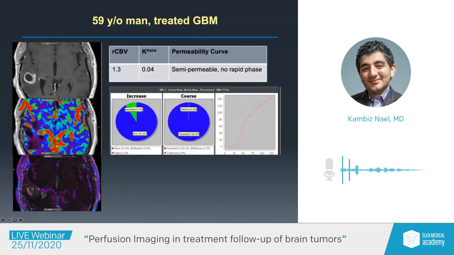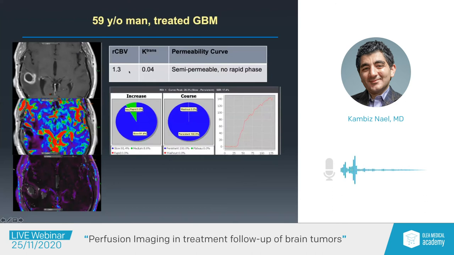We draw a region of interest over this enhancing component. The RCBV relative to the contralateral side was 1.3, and K-trans was 0.04. You can see that this pattern of enhancement is quantified. These are the maps from Olea showing that there is basically zero rapid component. There is no real rapid component, it just has a slow phase.